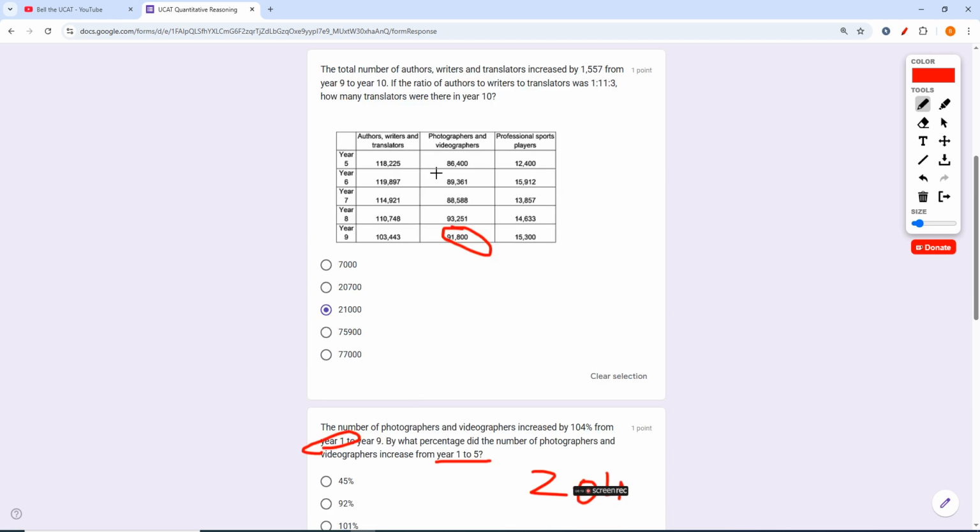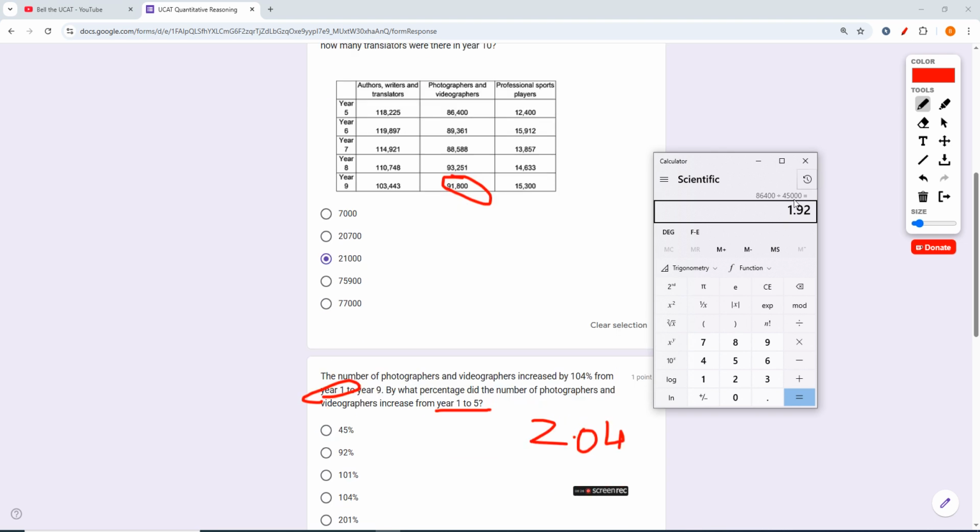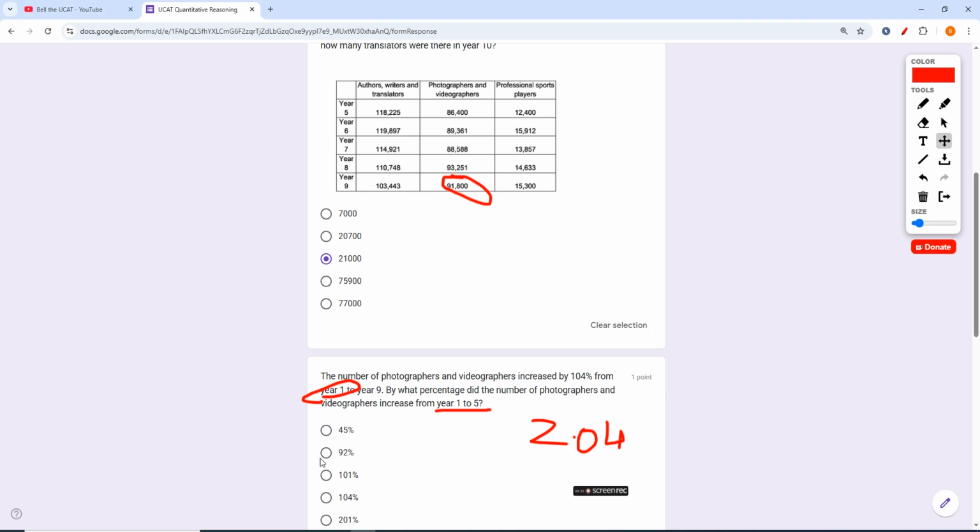Next, it says from year 5, 86,400. Watch this. 86,400 divided by 45,000 gives 1.92. Ignore, hide the 1. The answer is 92. Got it. There you go.